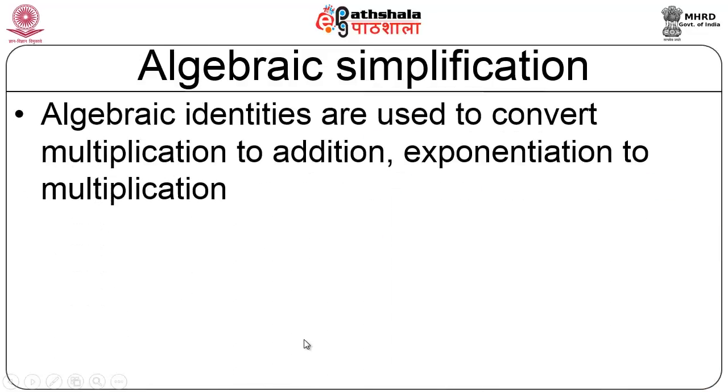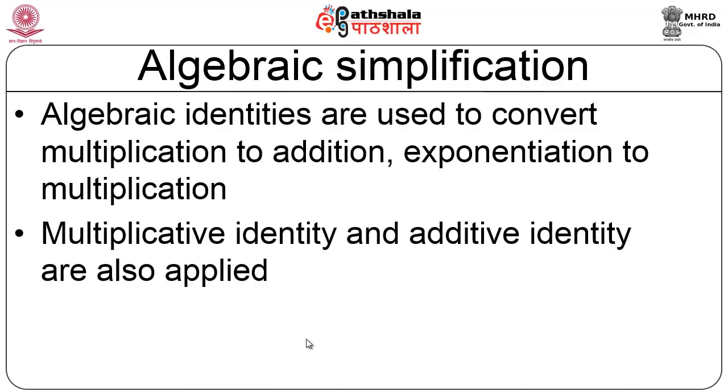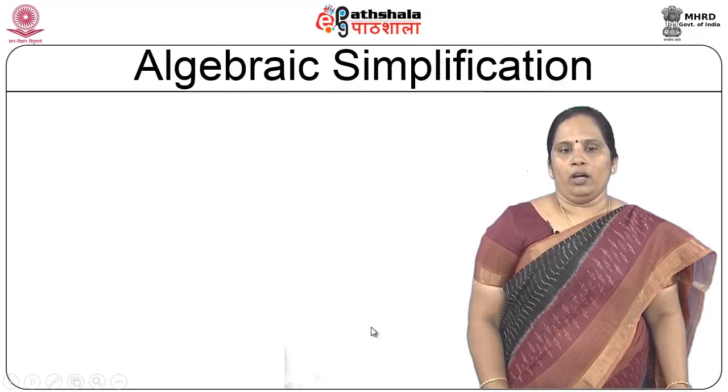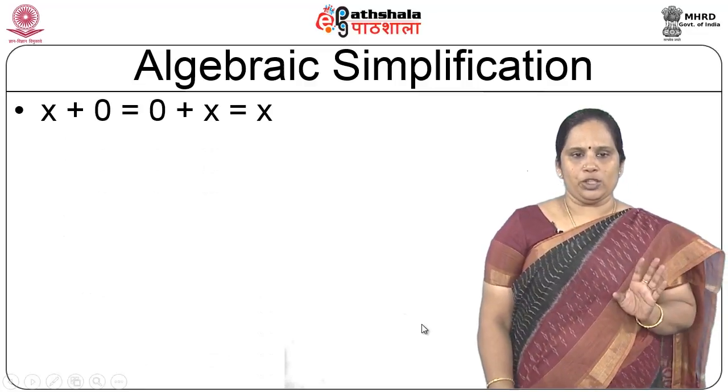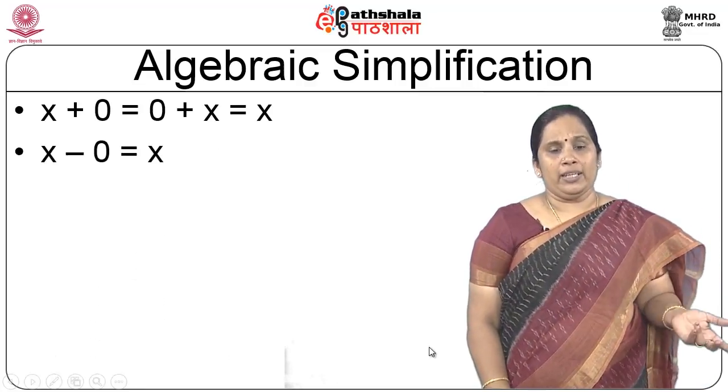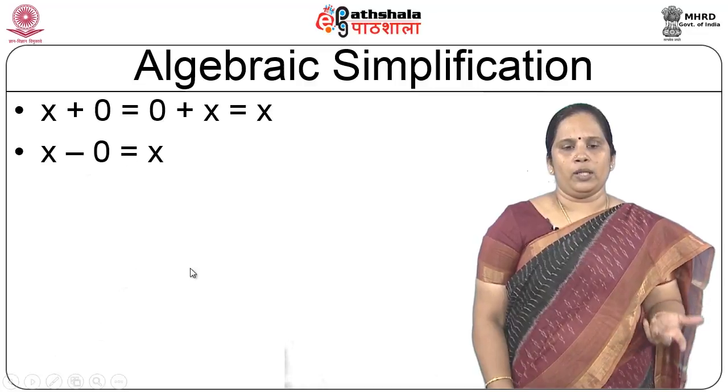The next one is algebraic identities, which can be used to convert multiplication to addition, exponentiation to multiplication, etc. And you can also apply multiplicative identity and additive identity operations basically. So, x plus 0 is equal to 0 plus x is equal to x. We can look at x minus 0 is equal to x, so you need not even do this computation.